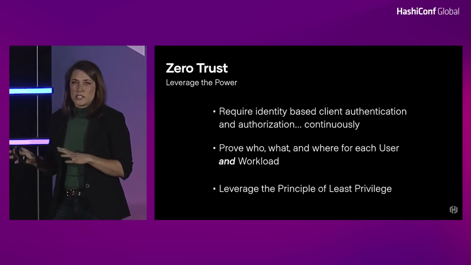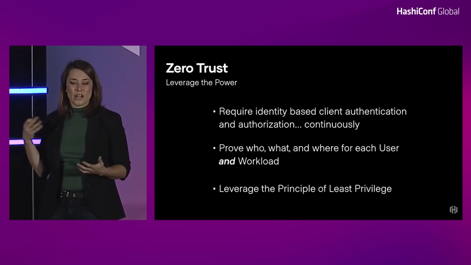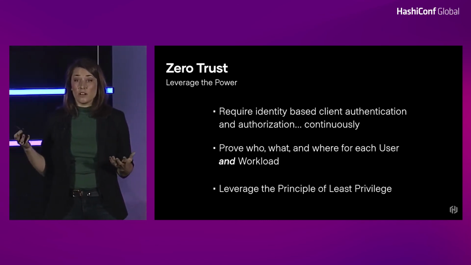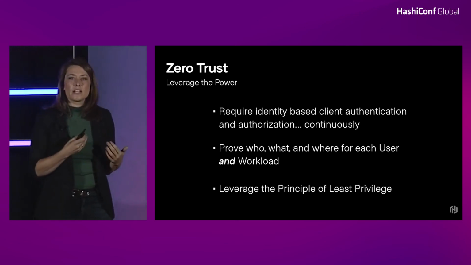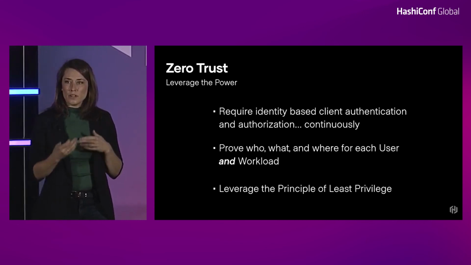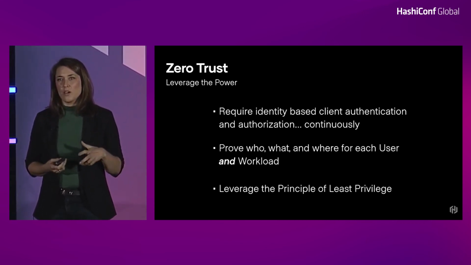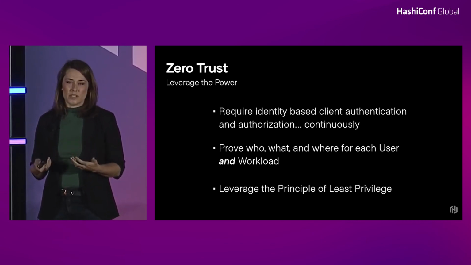So if we look at what we just did, essentially, we required that identity-based client authentication and authorization. But we did that in a continuous fashion. Because these containers are going down, they're coming up. It happens on a regular basis. It's not enough just to authenticate once, because we can't trust anything on that network.